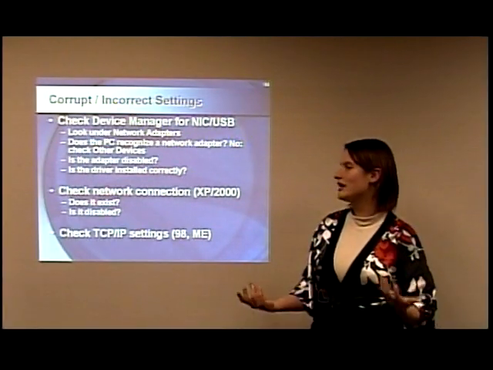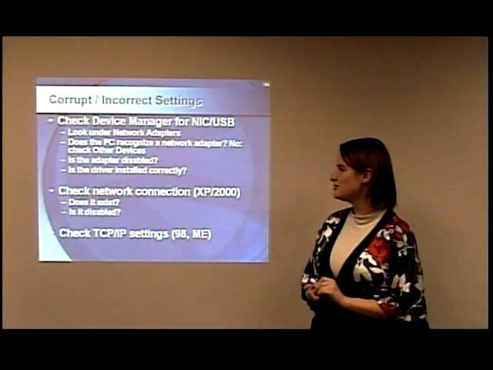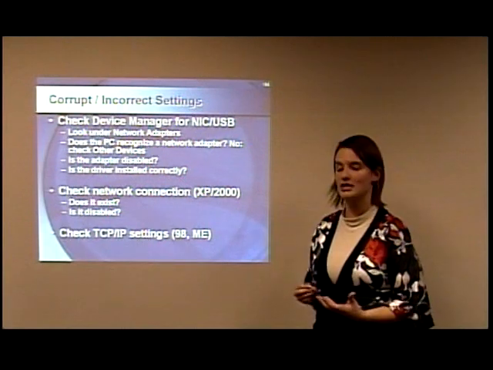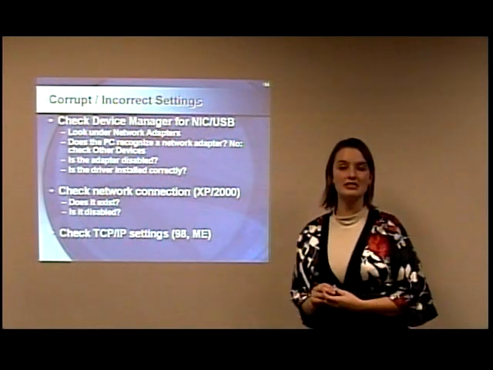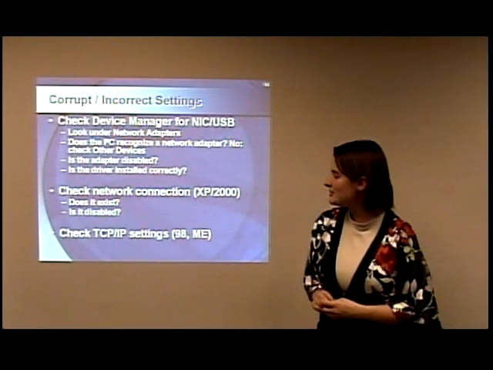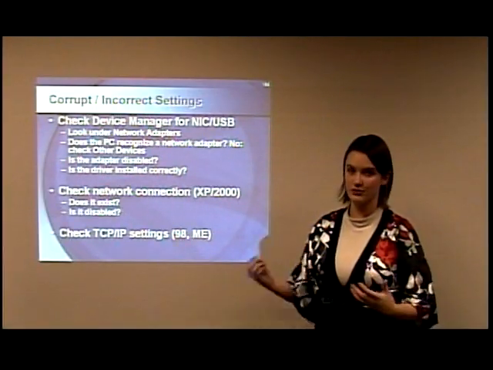Is it installed correctly? You can also check the network connection in Windows XP and 2000. Make sure that they do have one, because if they don't even have a network connection, then that's probably the problem. If they have one and it's disabled, just right-click on it and enable it. You can check TCP/IP settings in Windows 98 and Windows Millennium Edition, but again, we don't go much further than that in Windows 98.